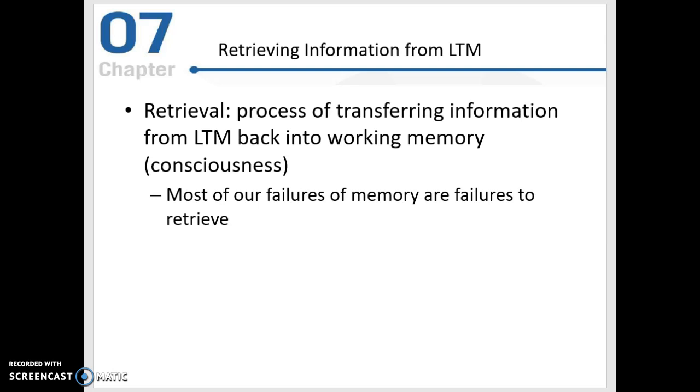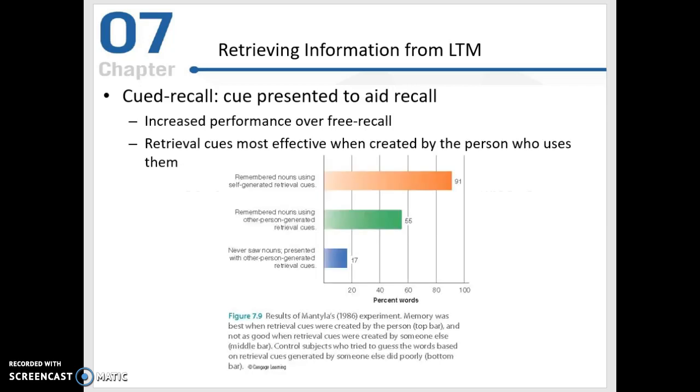And again, a reminder that most of our failures of memory are failures to retrieve rather than failures to encode those memories in the first place. The next few slides are going to talk about cued recall. So there are certain cues that we can use to help us retrieve information from long-term memory. And some of those include encoding, state-dependent learning. So we're going to talk about a few of those.